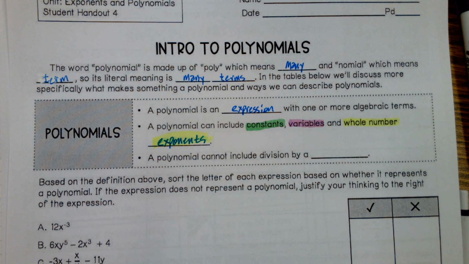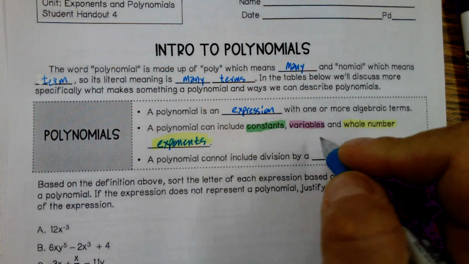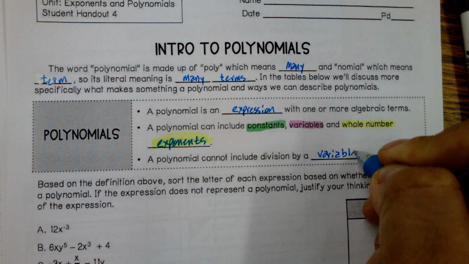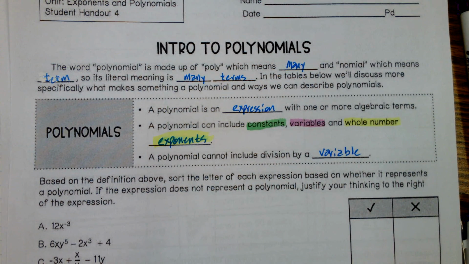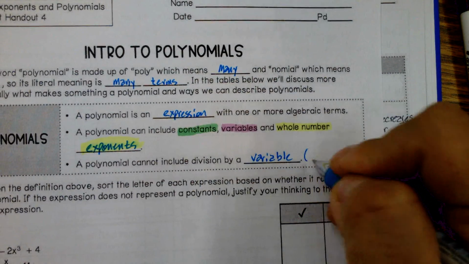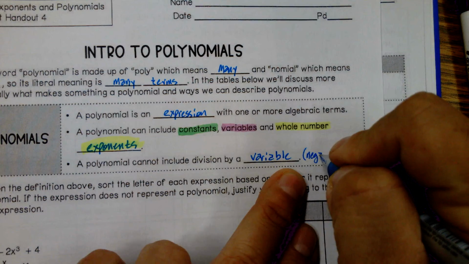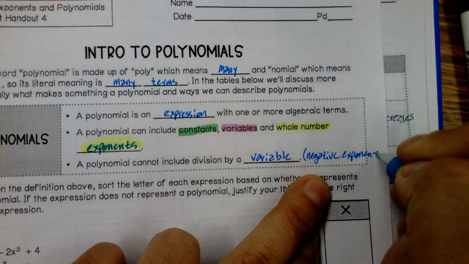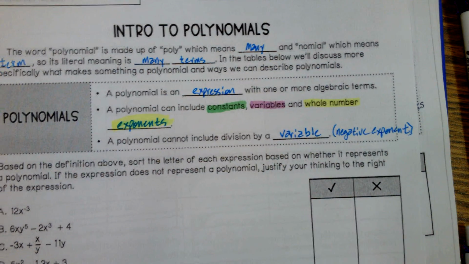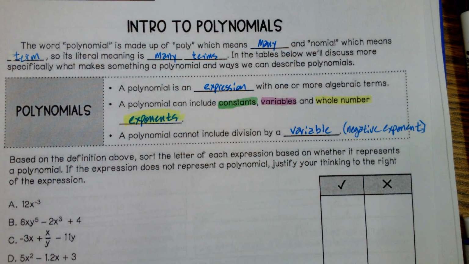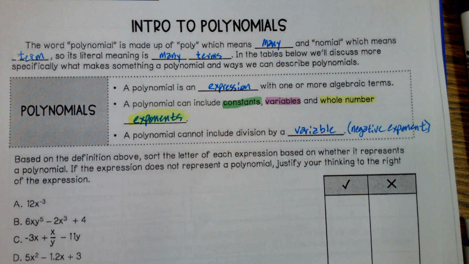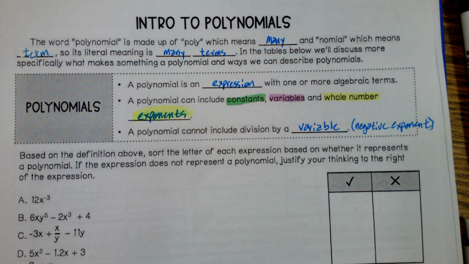So the one thing you can't have in a polynomial is division by a variable, because actually then you would have a negative exponent. So in parentheses here, just put negative exponent. So you can't have negative exponents on your variables, or you can't have a variable in the denominator. Okay? So we have a definition, right? This is what a polynomial is, guys.